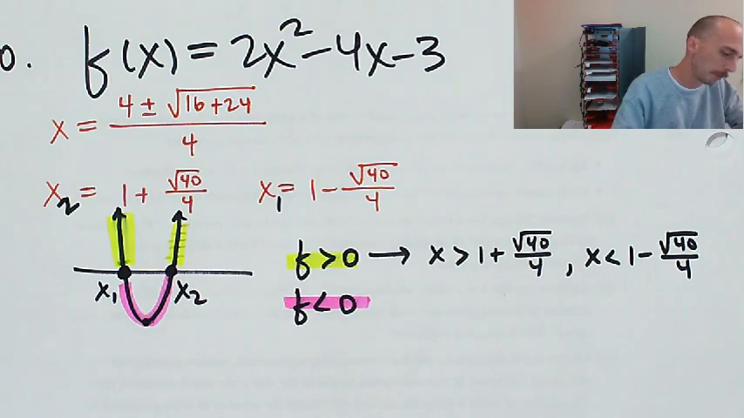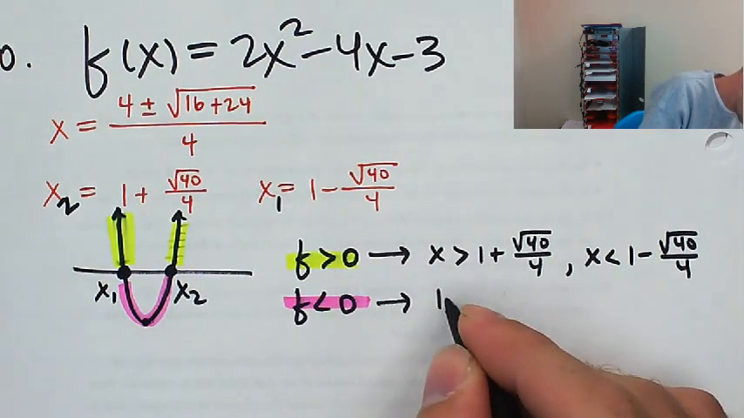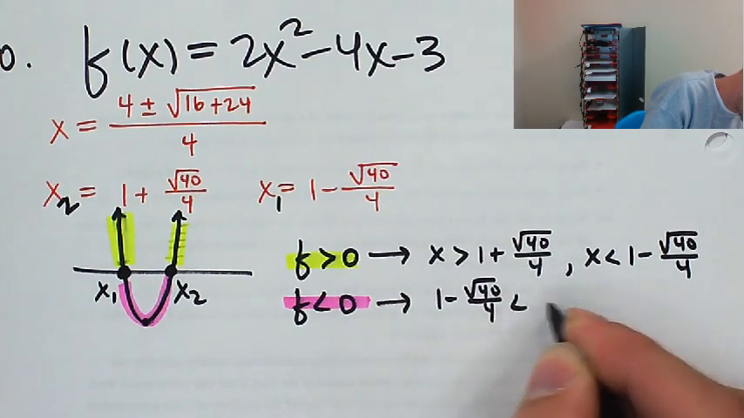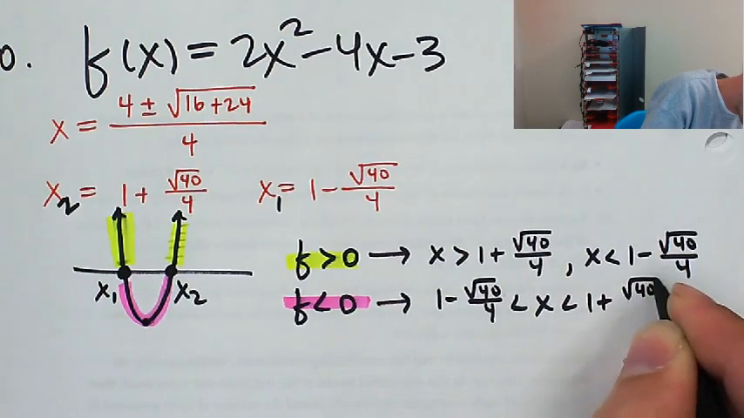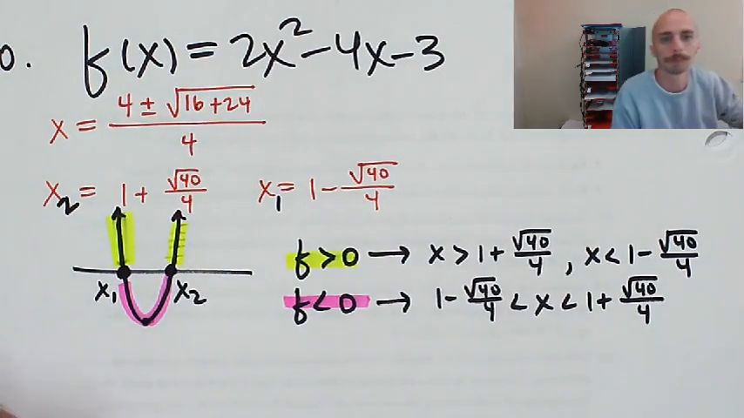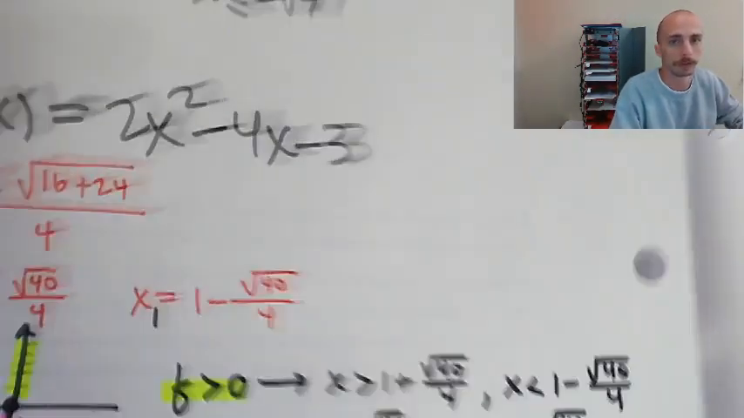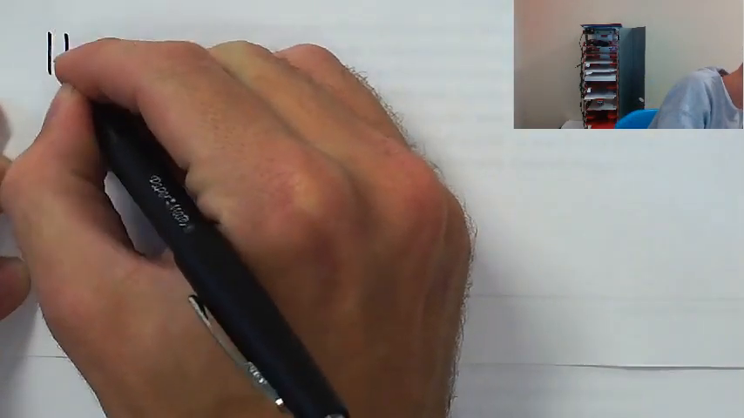Okay, that's between x1 and x2. So 1 minus root 40 over 4 is less than x, is less than 1 plus root 40 over 4. And that's how we're going to do that one. We've got 2 more of these, so let's hope that at least one of them is factorable. Maybe both of them will be factorable.